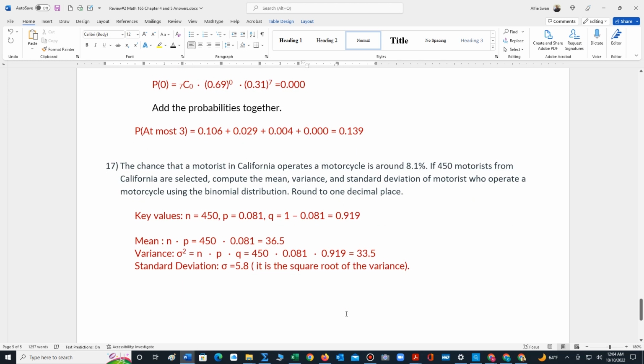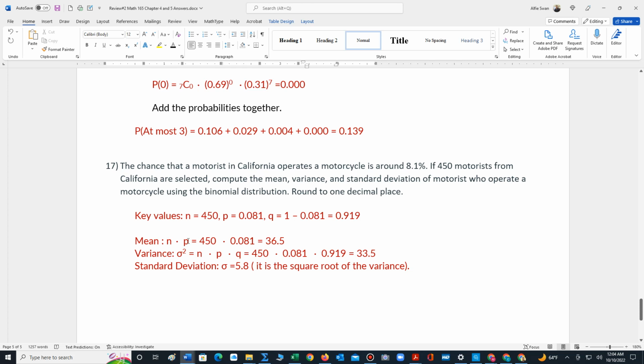Now, number 17 says the chance that a motorist in California operates a motorcycle is around 8.1%. If 450 motorists from California are selected, compute the mean, variance, and standard deviation of motorists who operate a motorcycle using the binomial distribution. So we need our key values. N is 450, the sample. The probability of riding a motorcycle is 0.081. The probability of not riding a motorcycle is 1 minus 0.081, which is 0.919.